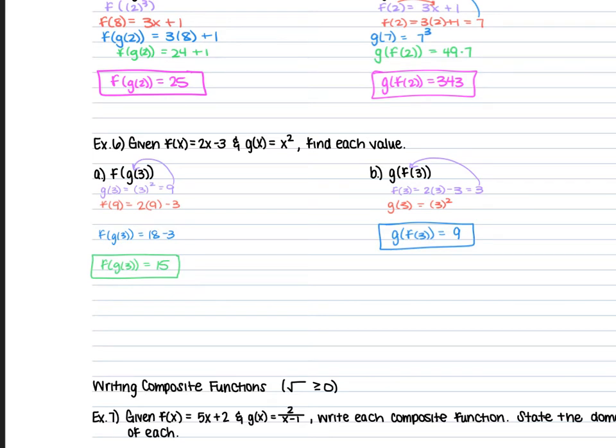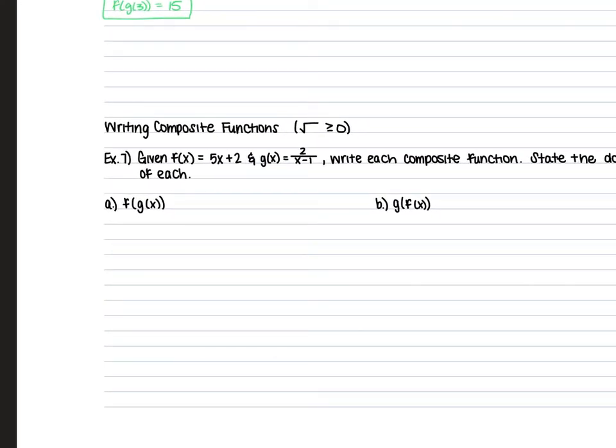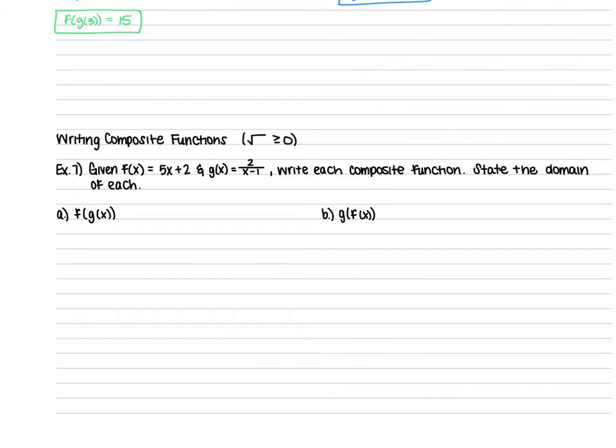Sometimes you are going to have fractions involved with these. When you do that, you have to make sure you give me what x cannot equal to. So if you have a variable in the denominator, you have to make sure that you give me what that variable cannot equal to.